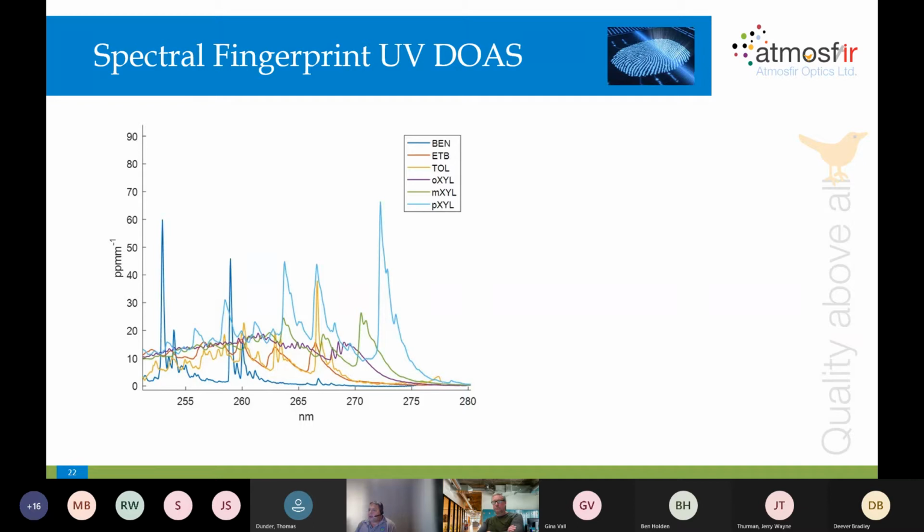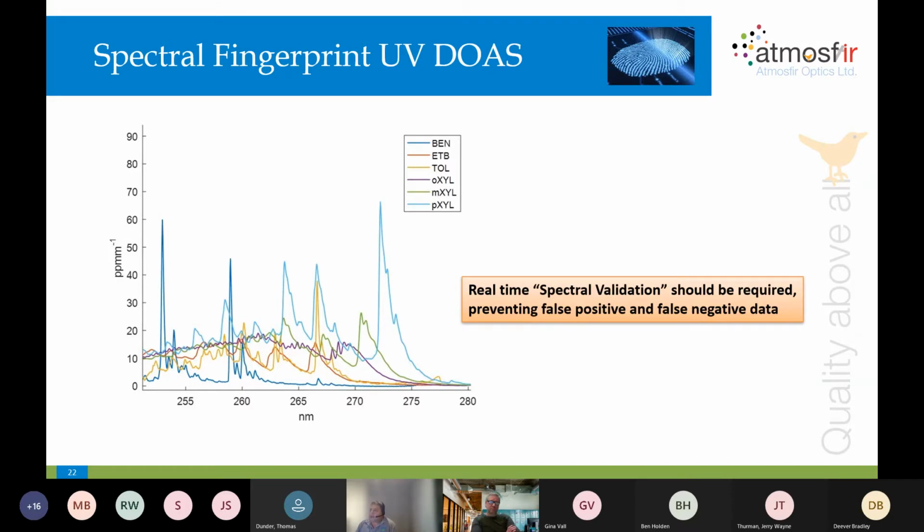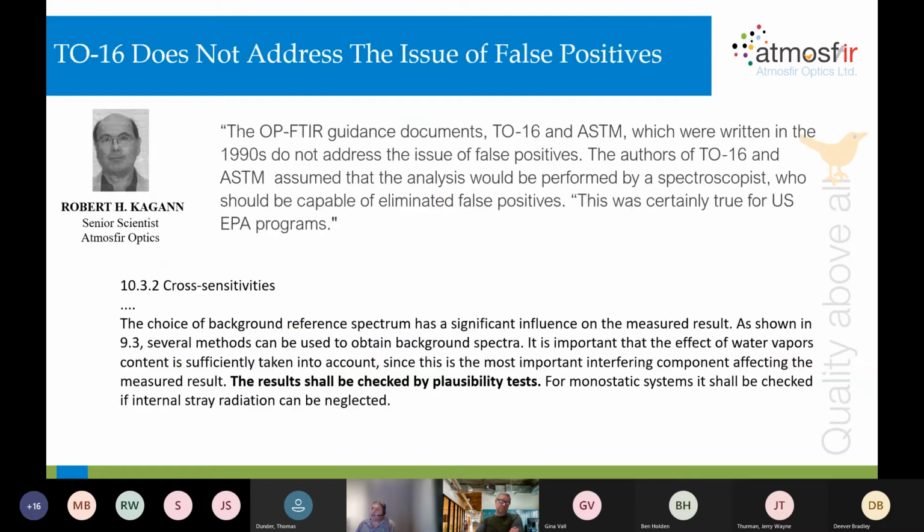What we discussed for FTIR also applies to UV DOAS. Here you can see all the BTEX compounds that absorb light in the same region, including the ozone. So spectral validation should be required also when you do a UV DOAS measurement.